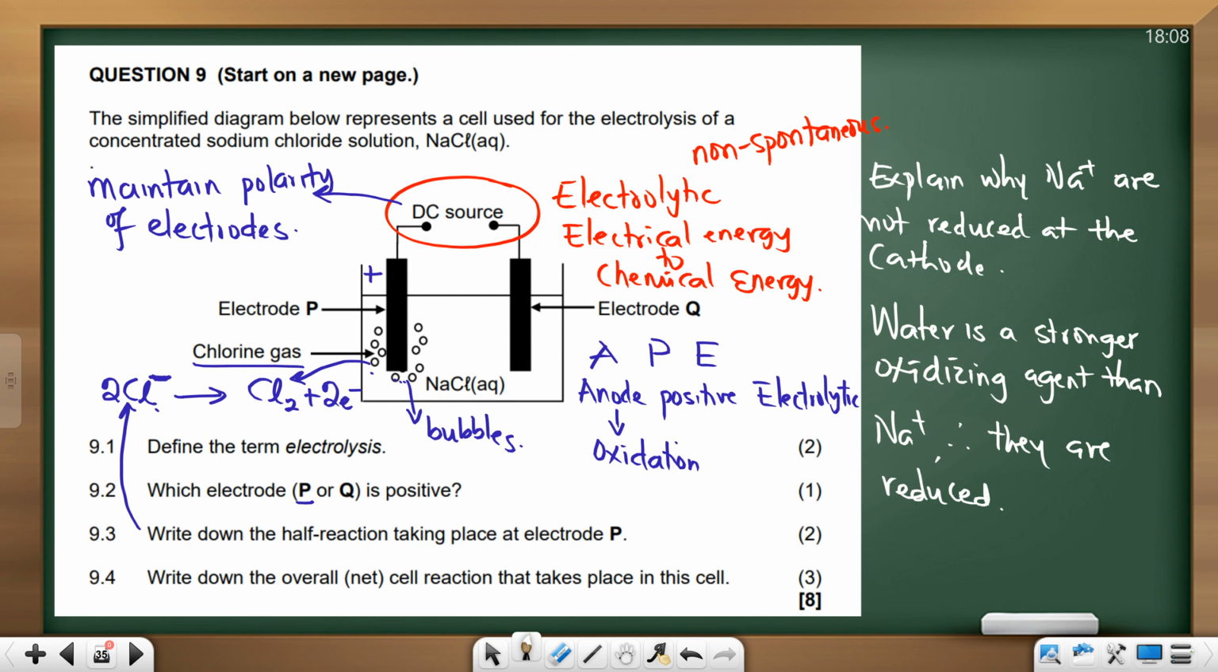If you go and check your table, you'll find what I'm saying there. Water is a stronger oxidizing agent. I remember showing you how to use your formula page to define.